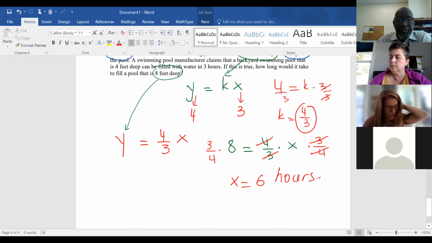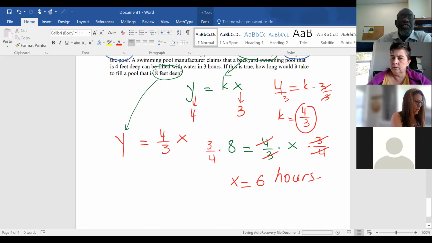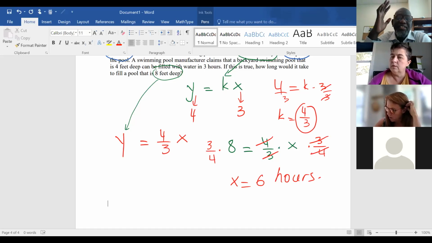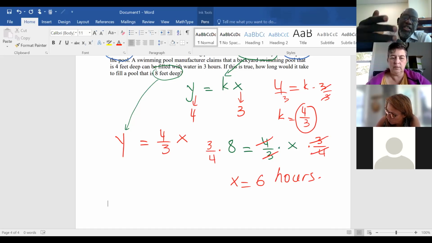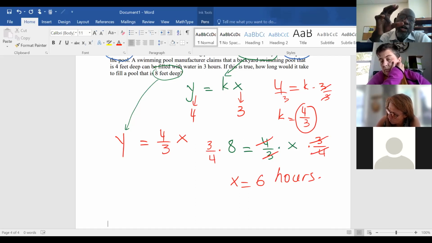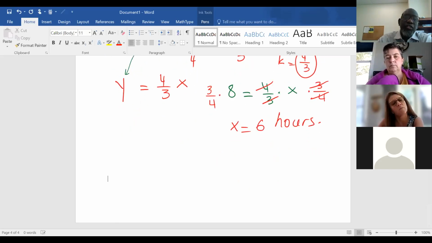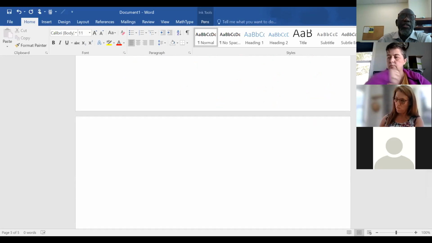Okay, so you see, this word problem is exactly the same stuff we solved before. The only difference here is that we have sentences, we have a context. The one we solved before had no context. It was "y varies directly as x, if," etc. But this one has a context. Sometimes we conflate the context with how hard the problem is. It's not. All right. So let me see if we have another word problem and then you try to do it.